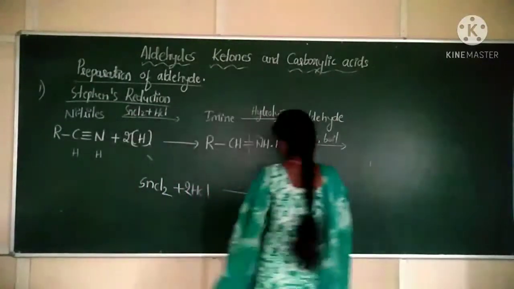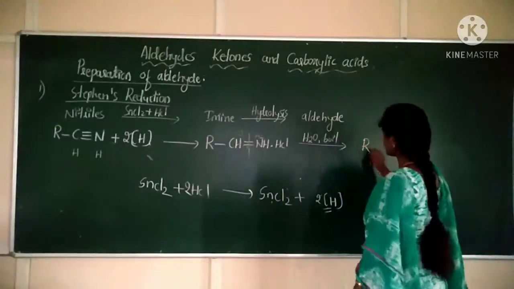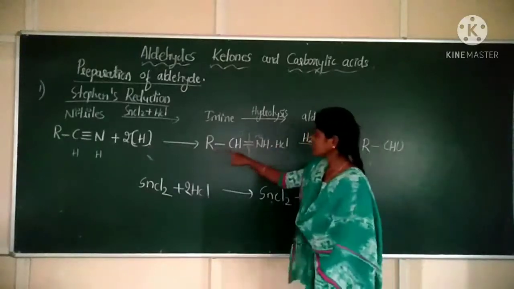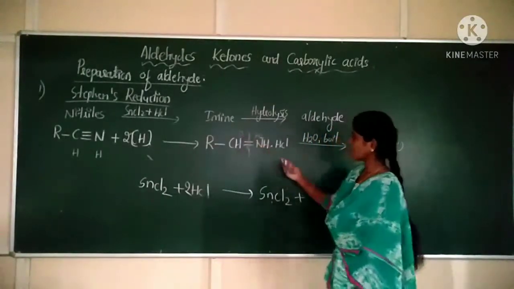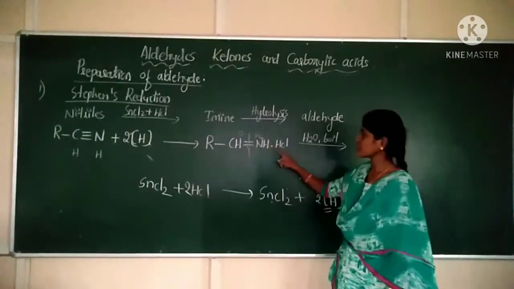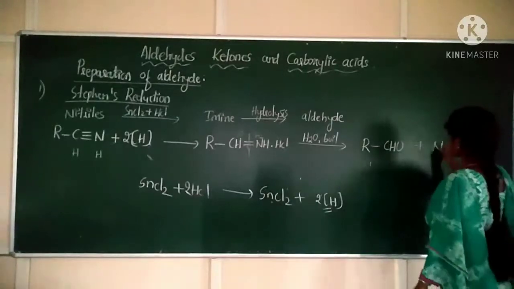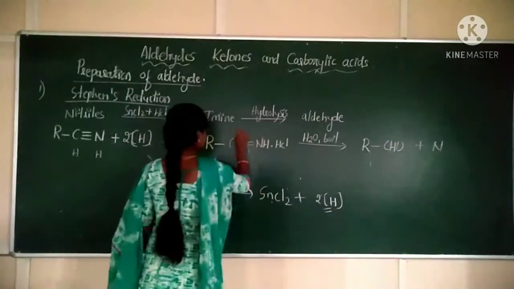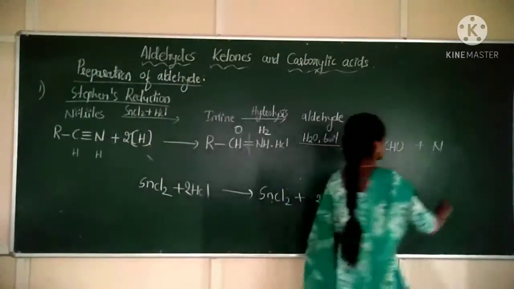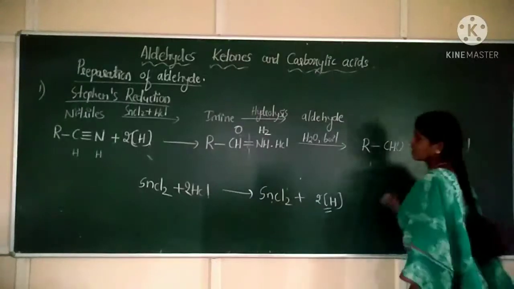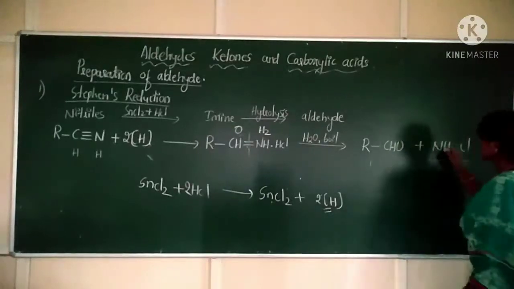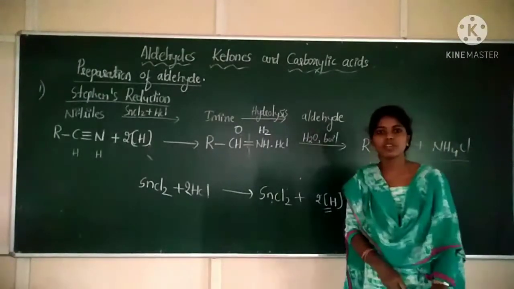Clear? Now what will be the product? R single bond CHO, that is R-CHO. Now what remains? Write it collectively: one nitrogen, two hydrogens, one hydrogen, one hydrogen. It will be NH4. Here oxygen and here hydrogen. It will form NH4Cl: one nitrogen, four hydrogens and one chlorine. It will form a salt. Ammonium chloride will be the salt.